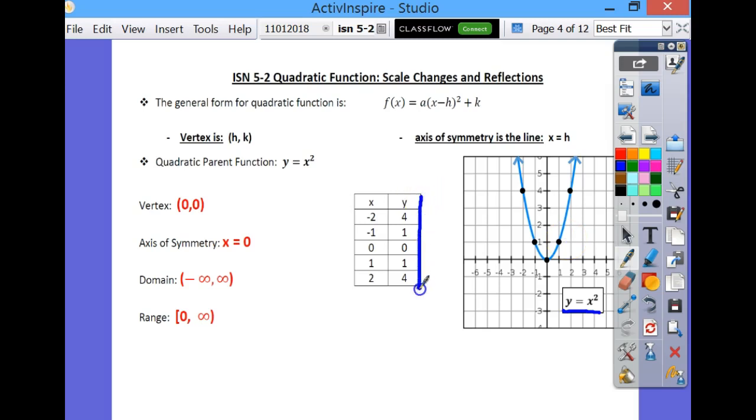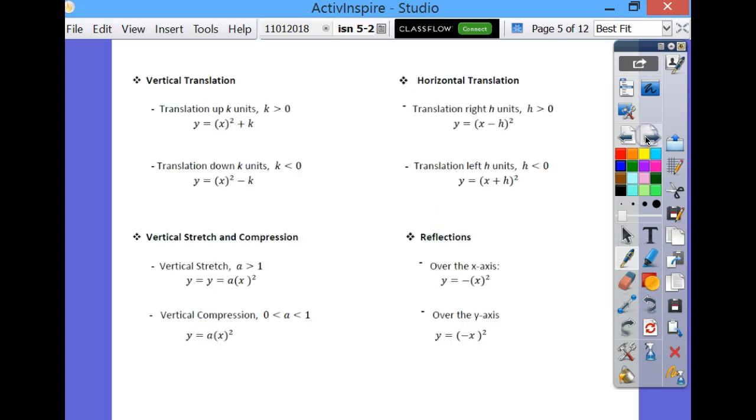These are your key points for this parabola. That's how I got these points right here on the graph. From this table, I got the table by taking that number and squaring it. That's what we did yesterday. Now we are going to take these.